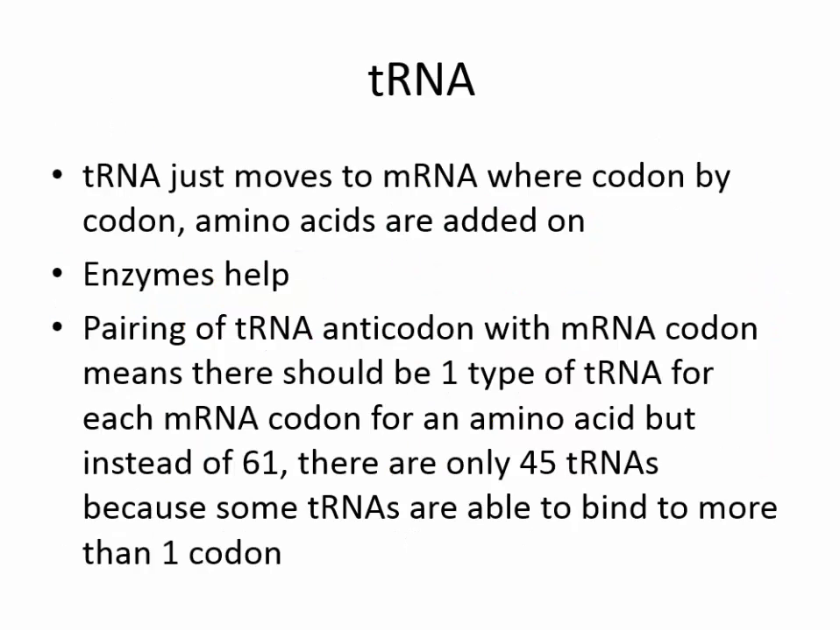tRNA just moves to mRNA where, codon by codon, amino acids are added on. Enzymes help, and pairing of transfer RNA anticodon with the messenger RNA codon means that there should be one type of tRNA for each mRNA codon for an amino acid. But instead of 61, there may only be 45 tRNAs because some tRNAs are able to bind to more than one codon. And this is cool because this is known as the wobble effect.